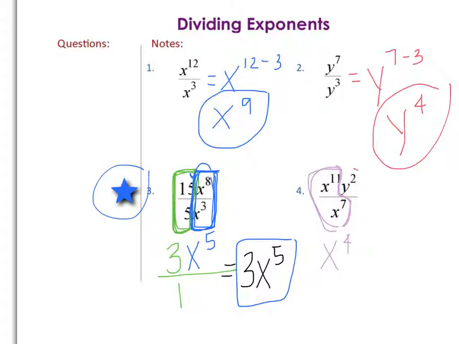Well, then I have y squared. Is there anything I can reduce that y squared with? Are there any y's on the bottom? No. So it just becomes y squared brought down. So you have x to the 4th times y squared. I can't reduce that with anything. So that's my final answer.